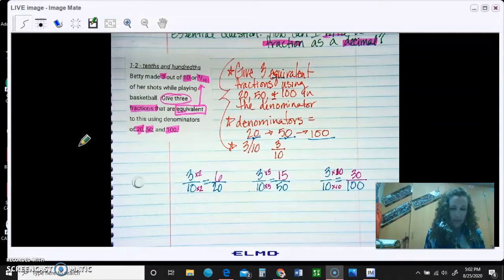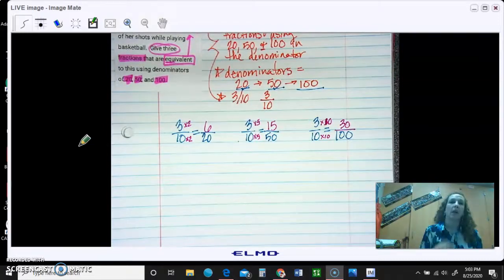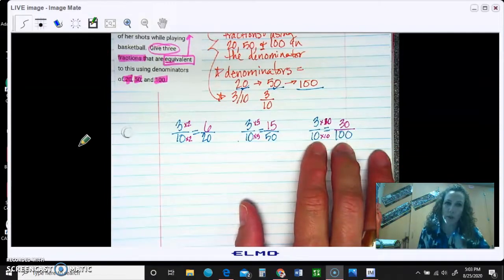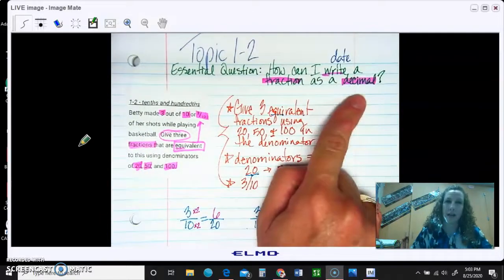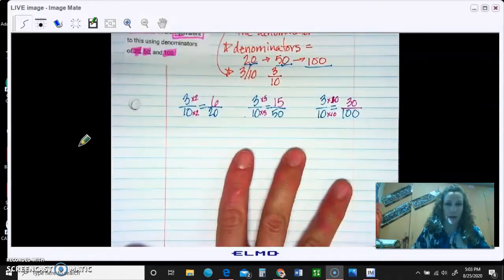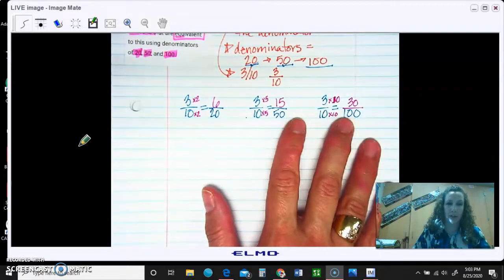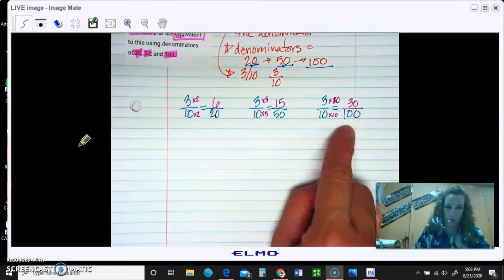30/100ths. Now, we need to take a look at this one, okay? So what we were looking at was equivalent fractions, but look back at the essential question. How can I write a fraction as a decimal? So now this is what I need to work on. I've got fractions, I've got equivalent fractions, but now I need to think of a fraction as a decimal. And this is the one we are going to use, okay?